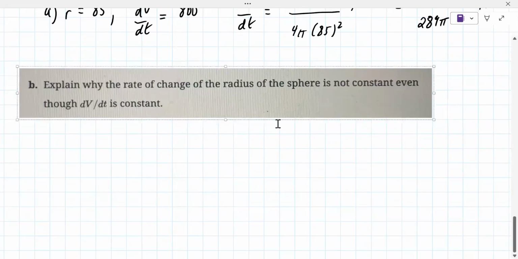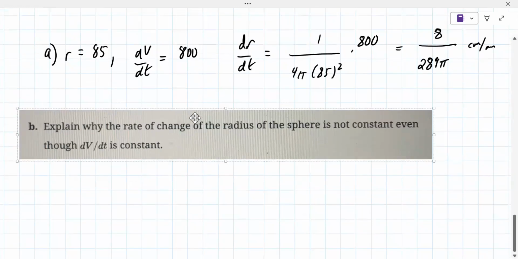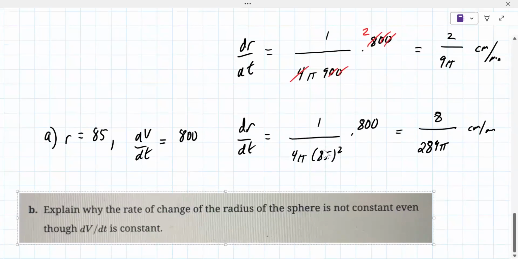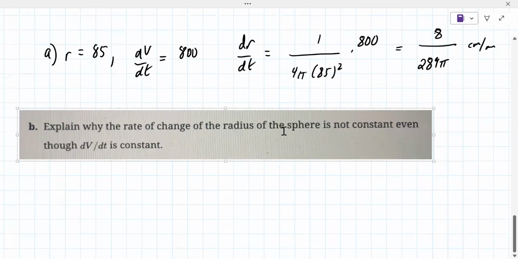Same thing here. Explain why the rate of change of the radius of the sphere is not constant, even though dV/dt is constant. And again, it's because it's radius squared down here in the bottom. Same reasoning. And it's in the denominator, which also makes it worse. All right, 15A is pretty quick.